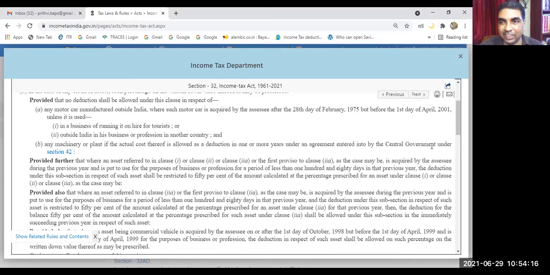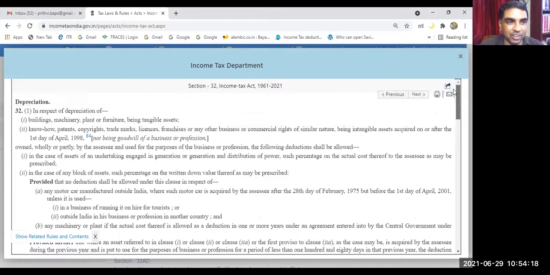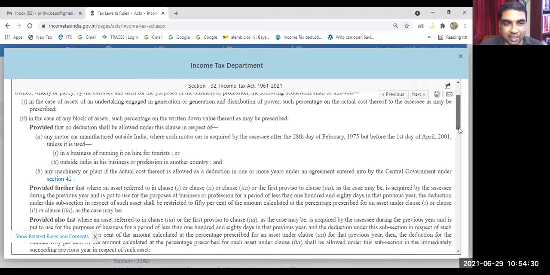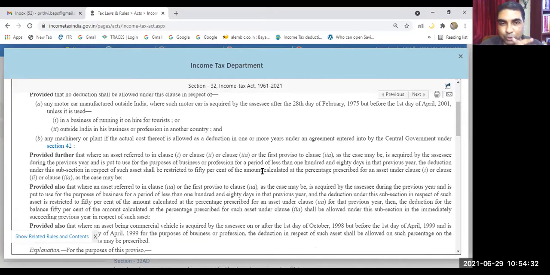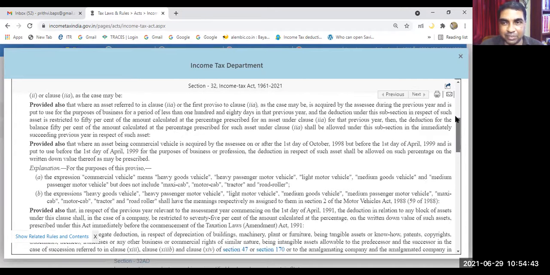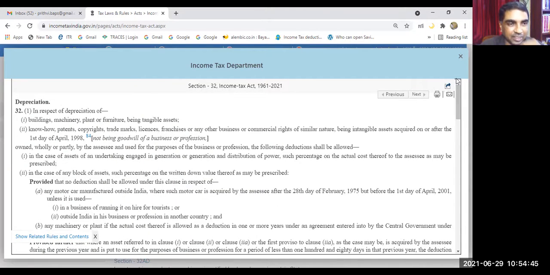This is about section 32. Broadly you have now understood that depreciation is chargeable for buildings and some specific kinds of tangible assets, and also some intangible assets. There is a specific treatment for power generation and distribution companies. And also, if an asset is put to use for less than 180 days, as you can see here, then there is a separate, specific treatment. We'll be learning all these things. In summary, this is the content of section 32.